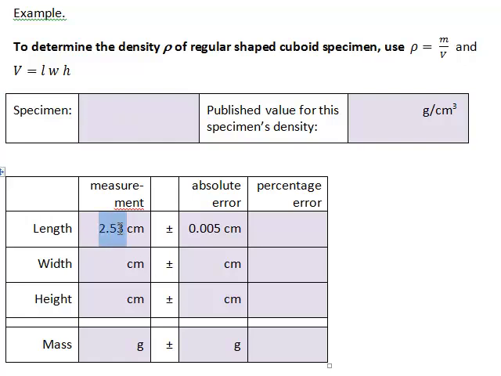So I measured the cube as 2.53 centimeters all the way through. We have an absolute error of 0.005 centimeters, and that is, take the last decimal here. I can only measure 2.53, 2.54, 2.52 with the caliper that I used, and then half of that difference from each of these is the absolute error. So I go half of 0.01, which is 0.005. I cannot be any more accurate than that, and that's what I'm going to put in here. I'm going to calculate the percentage error in just a moment.